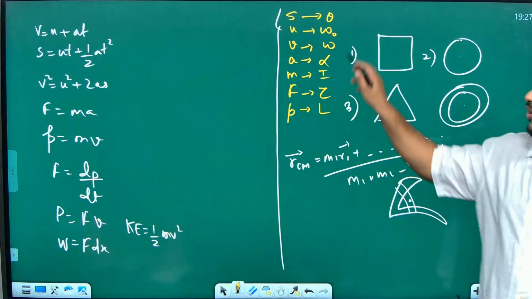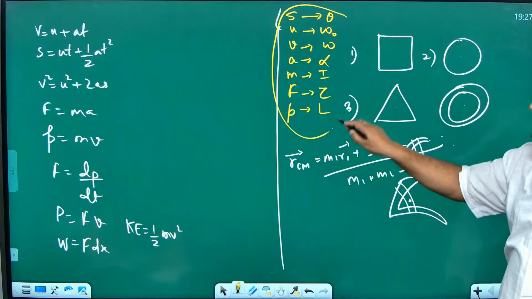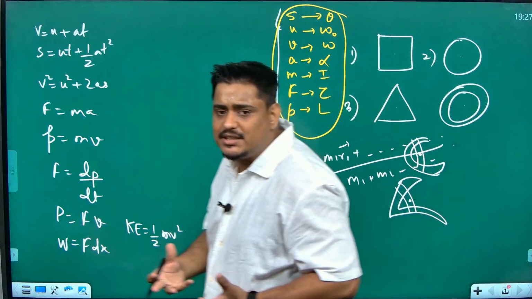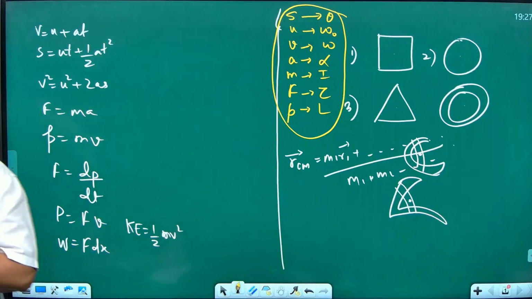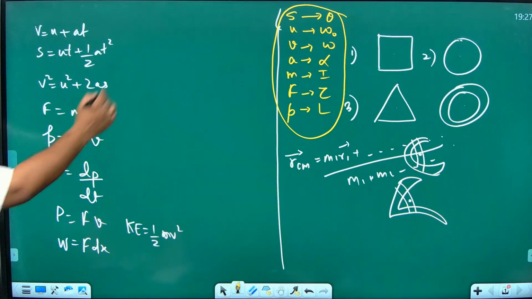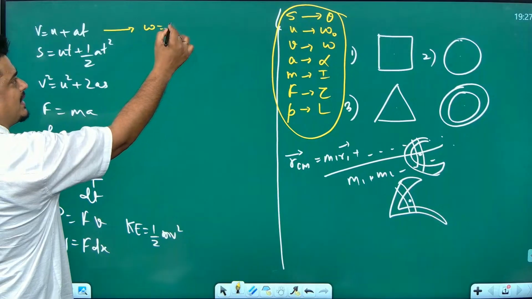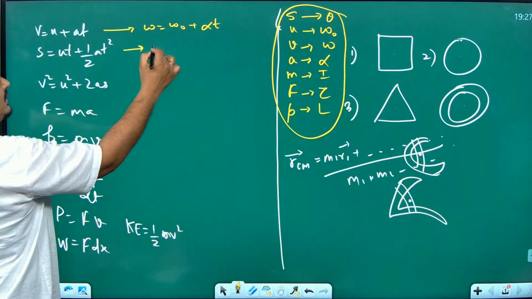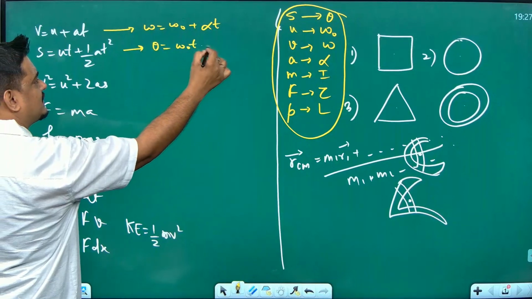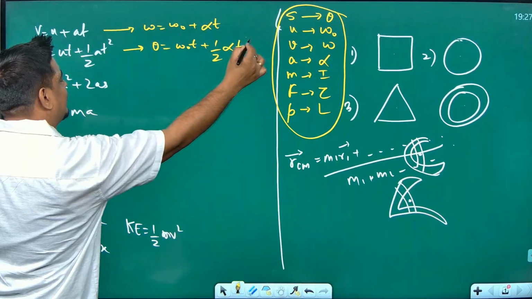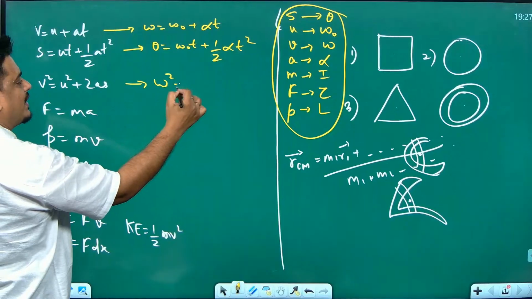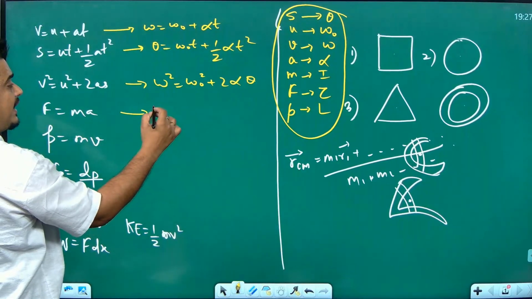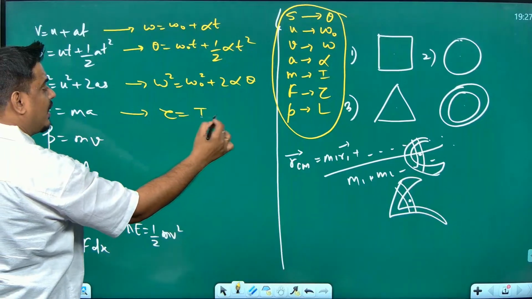That's all. So when you make all these replacements in these same equations, you will get the equations that we are going to use for rotational mechanics. For example, instead of this we can write omega is equal to omega naught plus alpha t. We can write theta is equal to omega naught t plus 1 by 2 alpha t square. We can write omega square is equal to omega naught square plus 2 alpha theta. We can write tau is equal to I alpha.